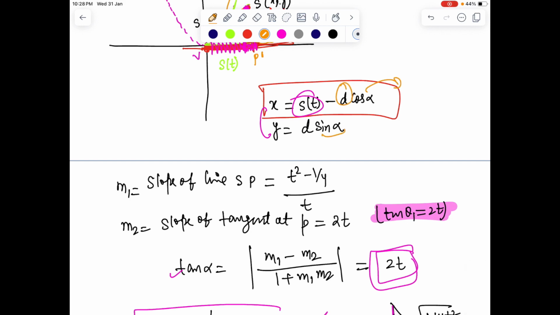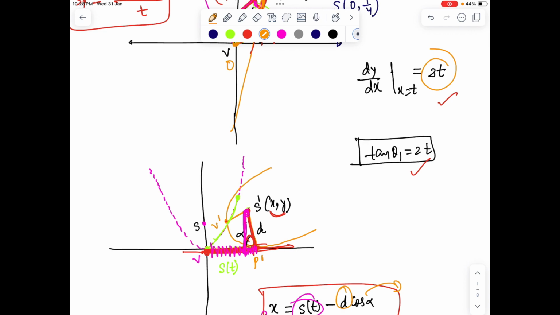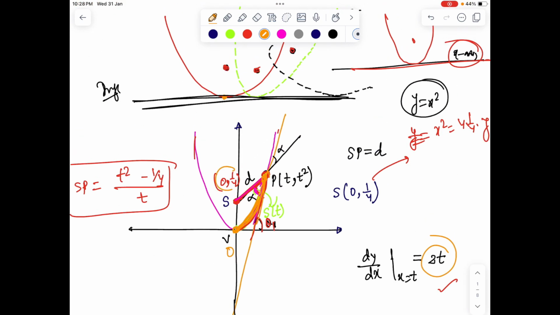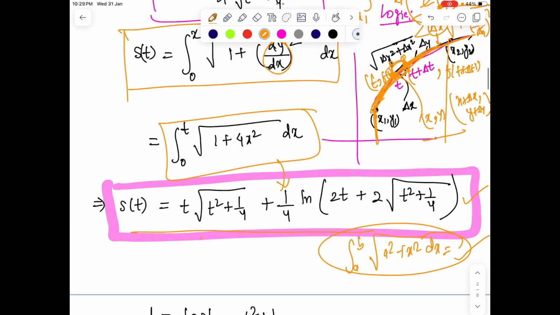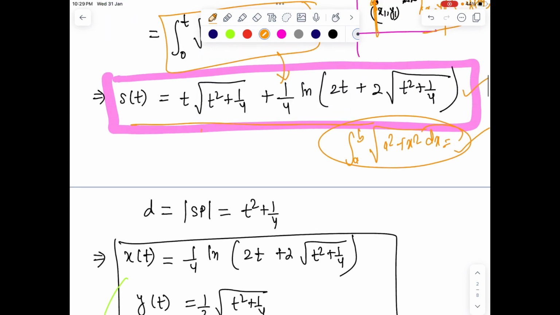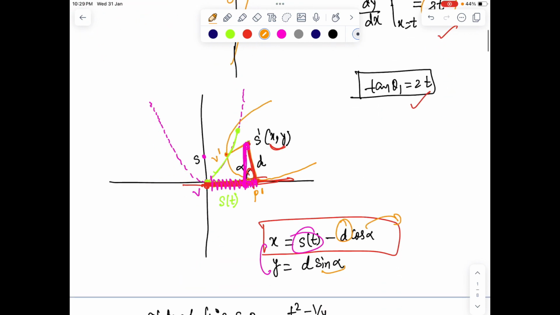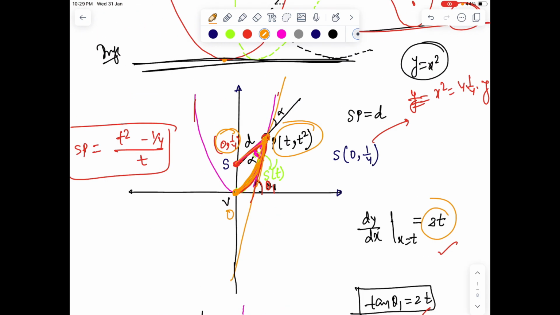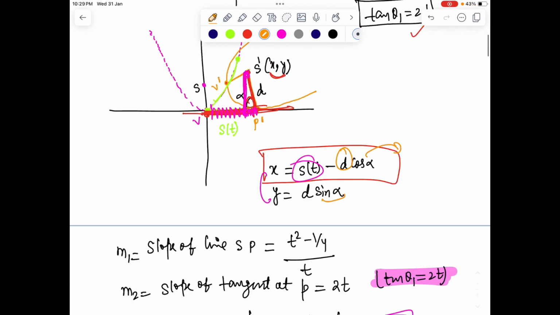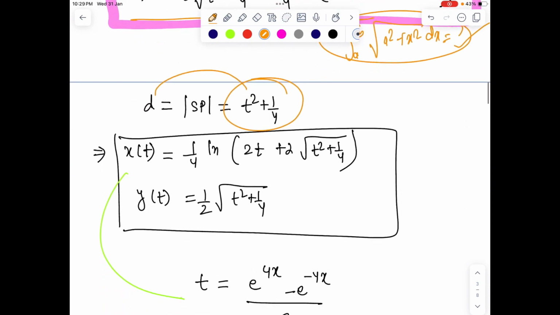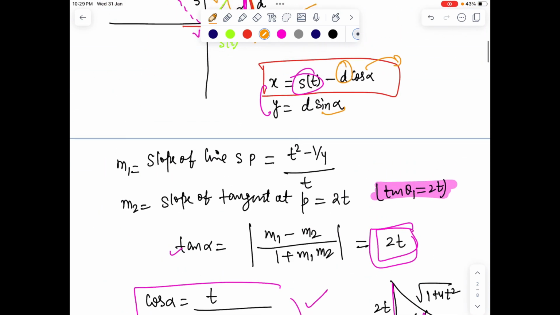The next calculation is d, because we have already found cos alpha and sin alpha in terms of t as a parameter. So what is the distance d? Now that's quite simple, because d is the distance from (0, 1 by 4) to (t, t square). So that's going to be the square root of (t square minus 0) whole square plus (t square minus 1 by 4) square. So that distance is t square plus 1 by 4. You can look upon this distance from the parabola property also, because this distance is nothing but SP equals PT, the distance from the directrix. And since this gap is 1 by 4 and the y coordinate is t square, this is t square plus 1 by 4.